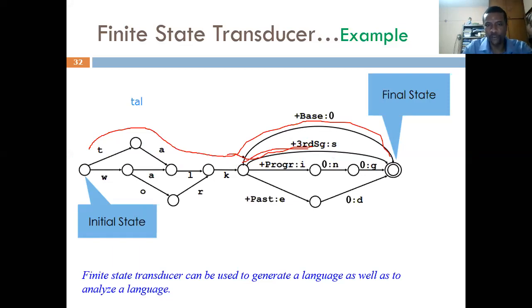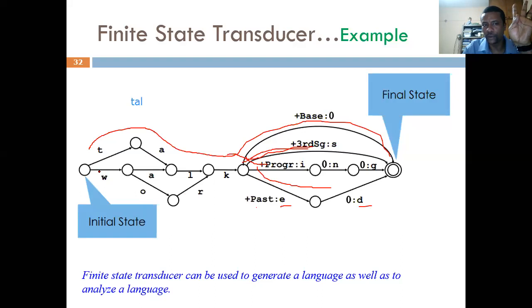Then what if I follow the third path? It's going to be talking. What if I follow the fourth path? It's going to be talked, which is in a past tense form. So it tells you that whenever you attach ed to it, it is a past tense form. Whenever you attach ing to it, it is a progressive form. Whenever you attach s to it, it is third person singular. And if you don't attach anything to it, it is a base form. But mind you, this is only for talk. So we have 4 words, which are talk, talks, talking, and talked.